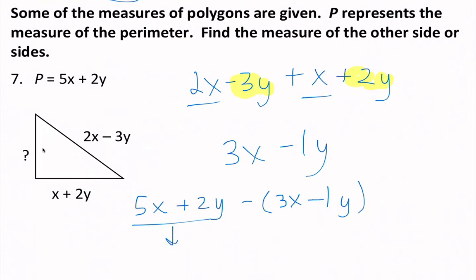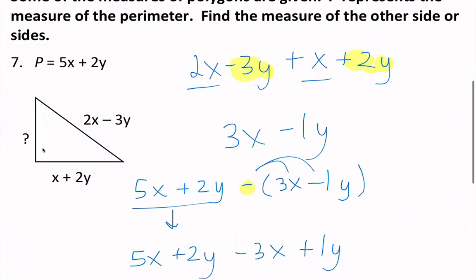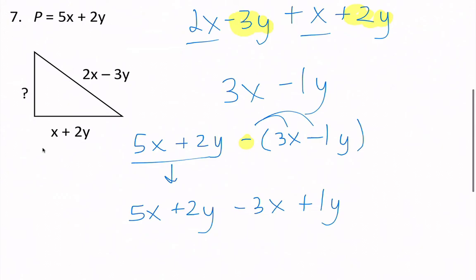This piece drops down, but I need to distribute this negative, which remember makes everything opposite. The opposite of a positive 3x is a negative 3x. The opposite of a -1y is a +1y. So now all I have left to do is to combine my like terms.